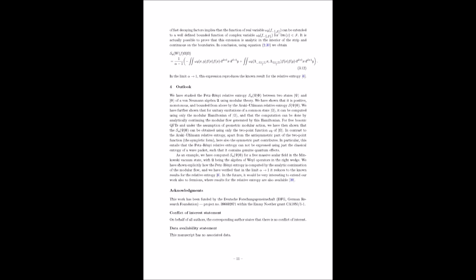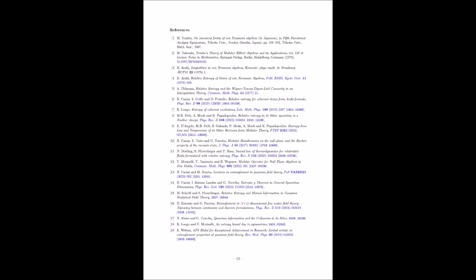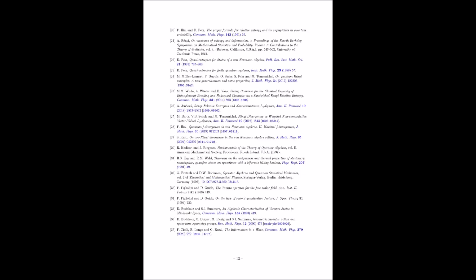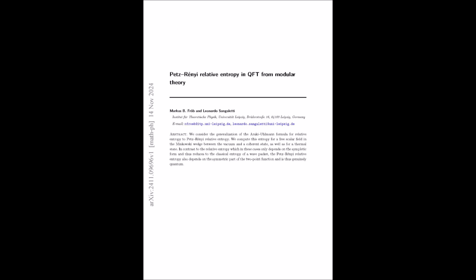Can you give us a concrete example of how this quantumness manifests in the context of Petz-Rényi relative entropy? Let's go back to our example of the free scalar field in the right wedge of Minkowski spacetime. We saw how the Petz-Rényi relative entropy in this case depends not only on the symplectic form of classical geometric object, but also on the symmetric part of the two-point function. And that two-point function, if I recall correctly, captures the correlations between field values at different points, essentially telling us how the field at one point influences the field at another.